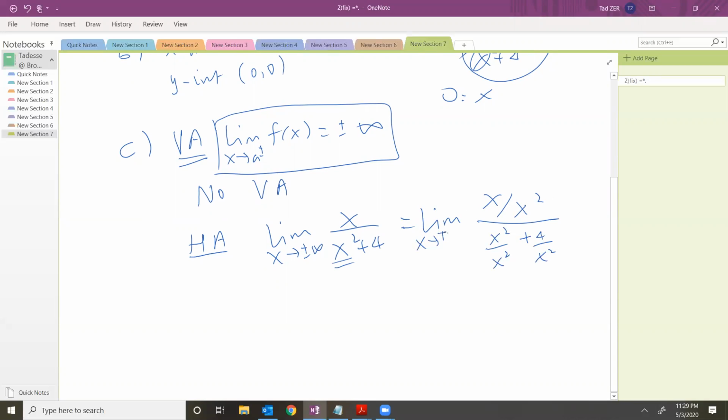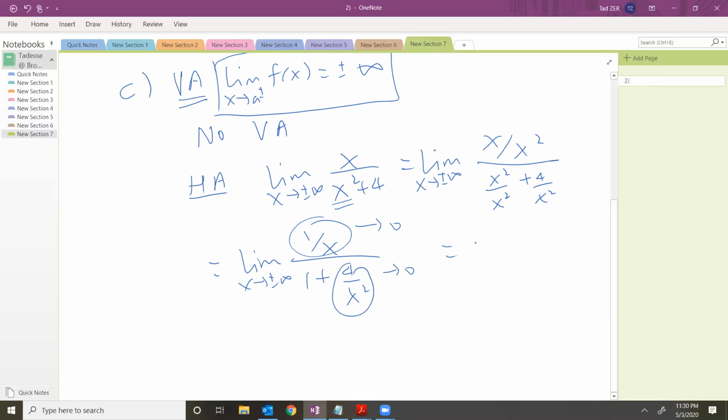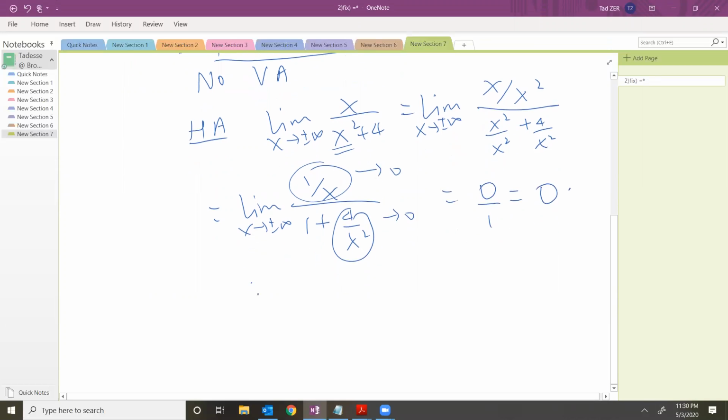As x goes to either infinity or minus infinity, the limit of x over x squared is 1 over x, divided by 1 plus 4 over x squared. As x approaches plus or minus infinity, this goes to 0, and this goes to 0. I have 1 plus 0 is 1, so it will be 0 over 1, which is equal to 0. So what does that mean? y equal to 0 is the horizontal asymptote.